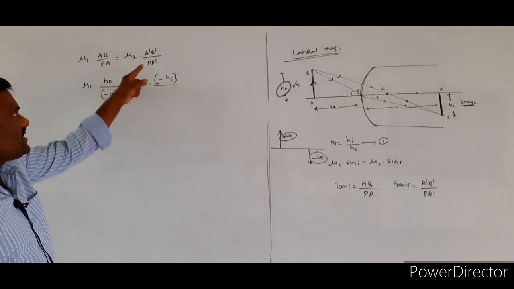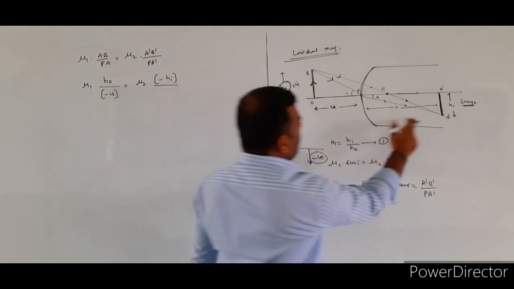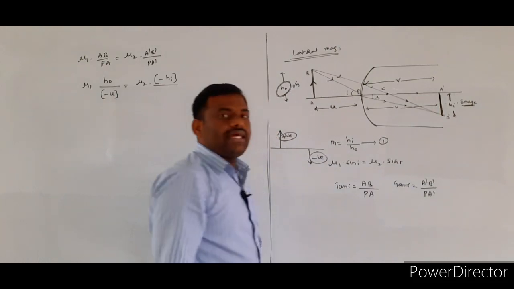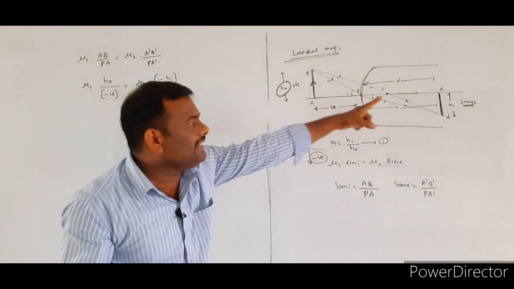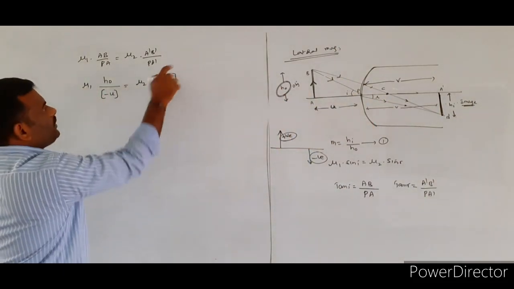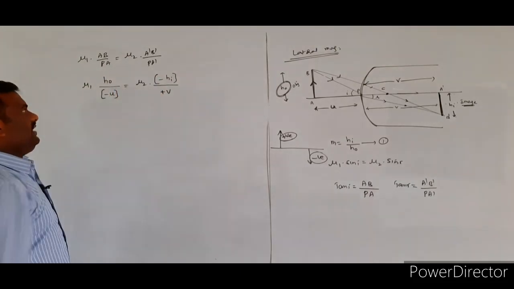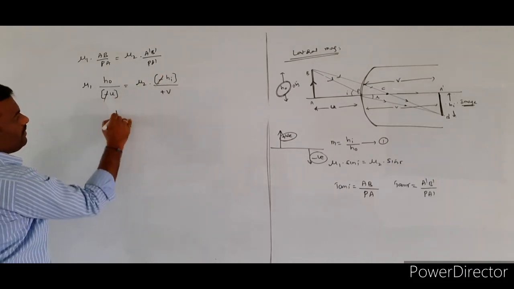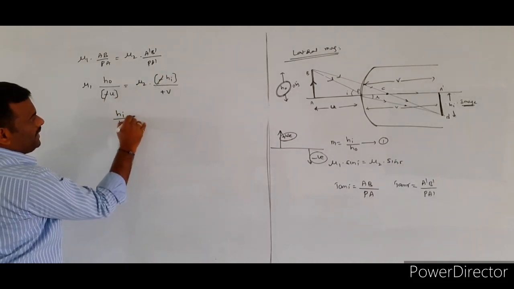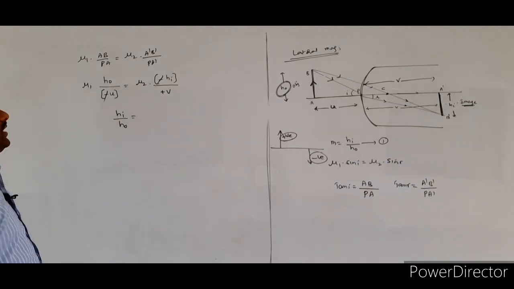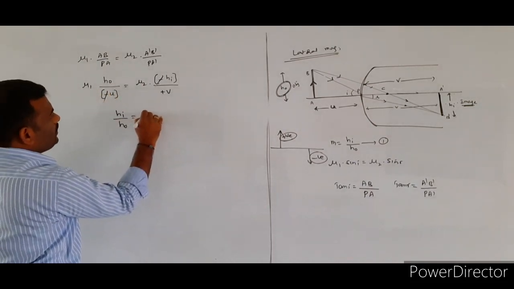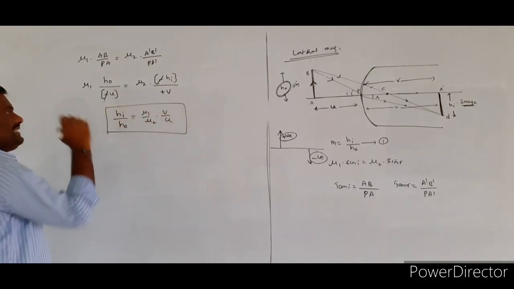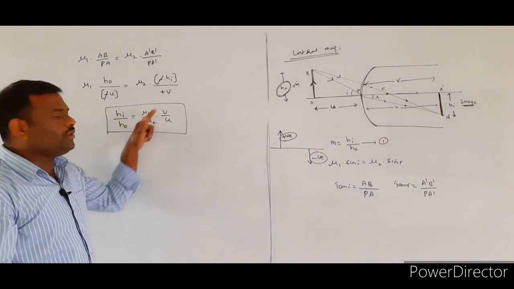Next, P to A dash is nothing but the image distance, which is measured in the direction of the incident light, so the value becomes positive. So P to A dash is equal to plus v. So here the minus will get cancelled. From this, we write the value of HI by H naught. HI by H naught is equal to mu1 by mu2 into v by u.